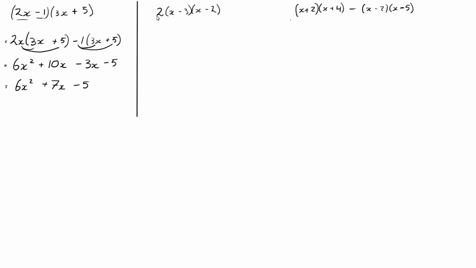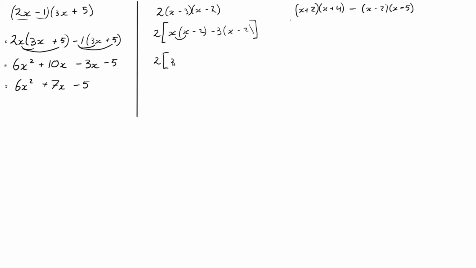We've got a 2 outside the brackets here, times x take 3, x take 2. What I'm going to do is keep that out there, but I'm using some square brackets because I just want to work out what's the binomial product of these two factors. X getting multiplied by x take 2, and then we've got a minus 3 times x take 2. So I'm splitting it up into two parts. I'm going to keep the 2 there.